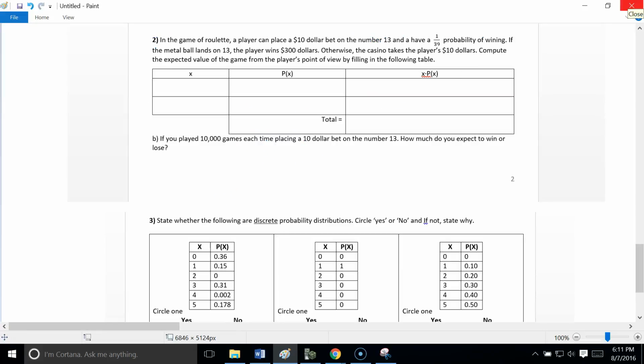Okay, question 2 states, in the game of roulette, a player can place a $10 bet on the number 13 and have a 1 in 39 probability of winning. If the ball lands on 13, the player wins $300. Otherwise, the casino takes the player's $10. Compute the expected value of the game from the player's point of view by filling out the following table.